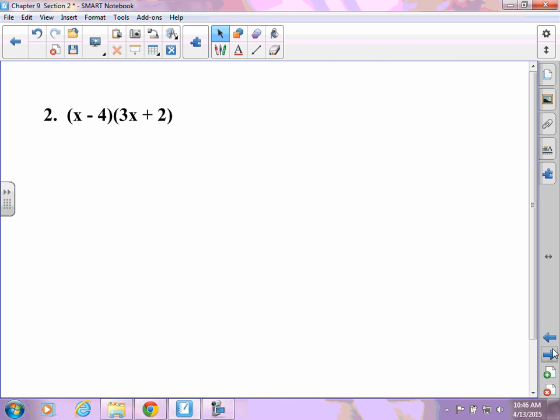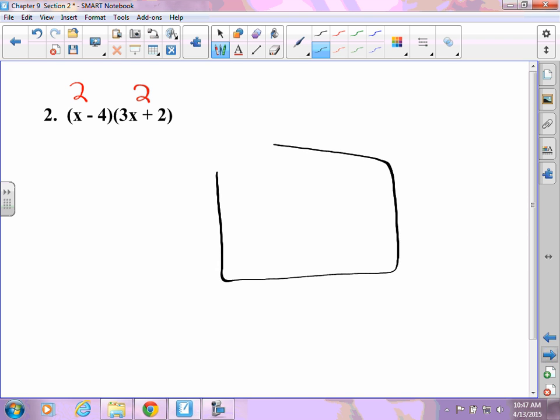All right, the first polynomial in parentheses, how many terms does it have? It's got 2, okay? The first term is x, the second term is minus 4, right? How many terms does the second polynomial have? 2. So the box that I'm going to make is a 2 by 2. 2 going one way, 2 going the other.